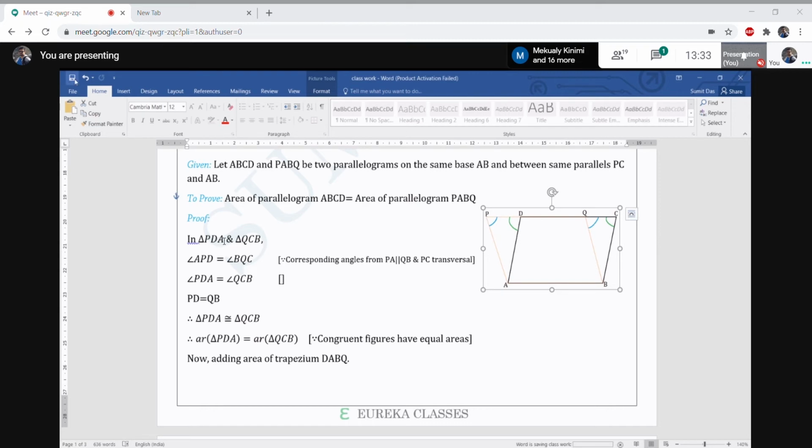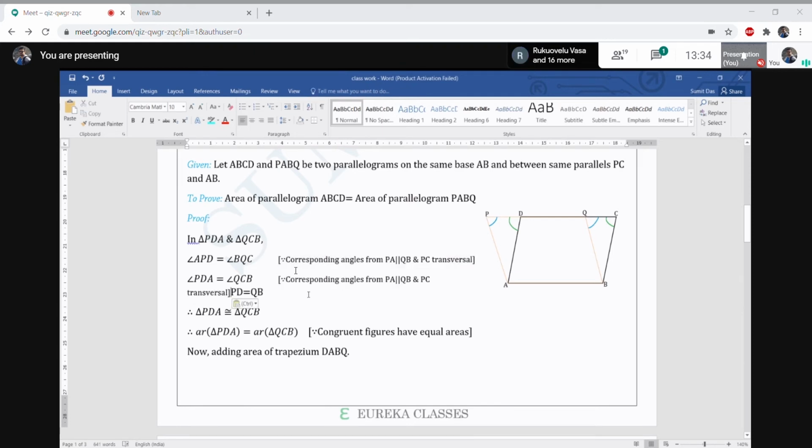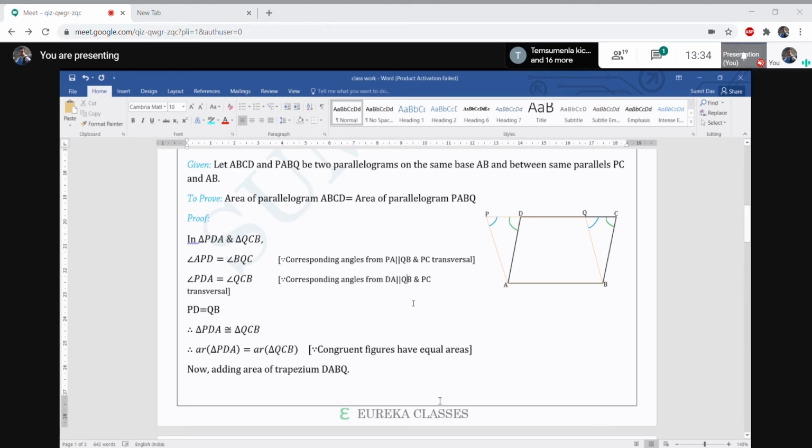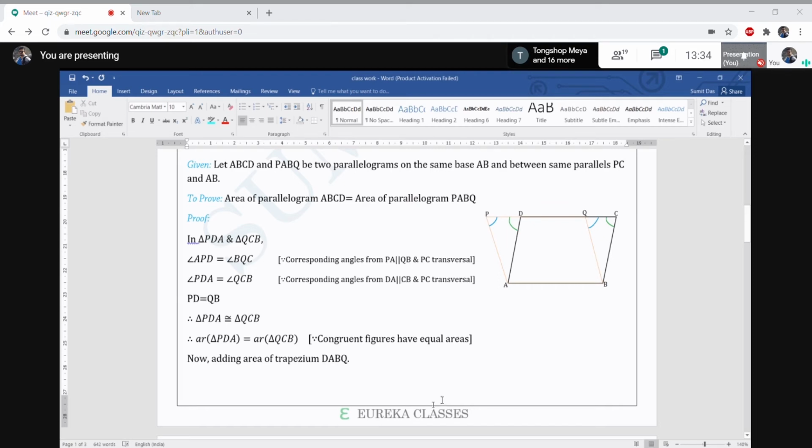Similarly, this angle PDA and angle QCB, why are they equal? Because DA and CB are parallel and PC is a transversal. Okay, the green color one. Because here we have to see, it will be DA parallel to CB and PC transversal.